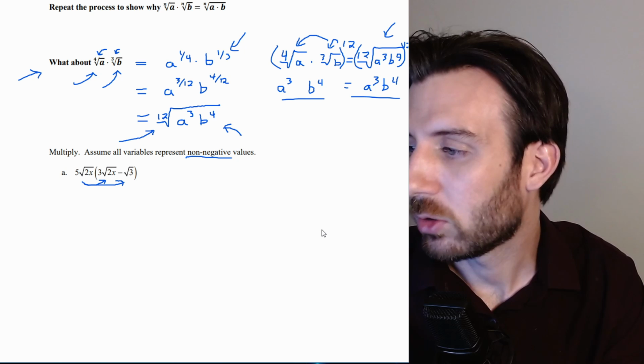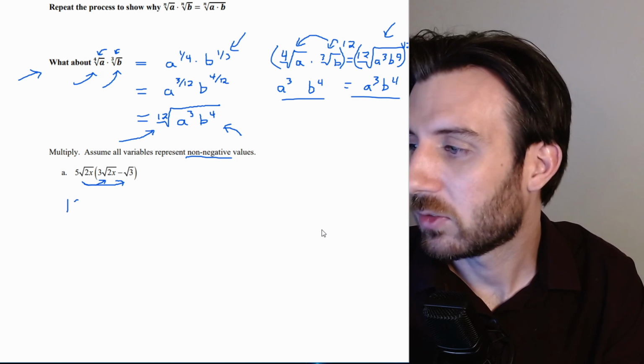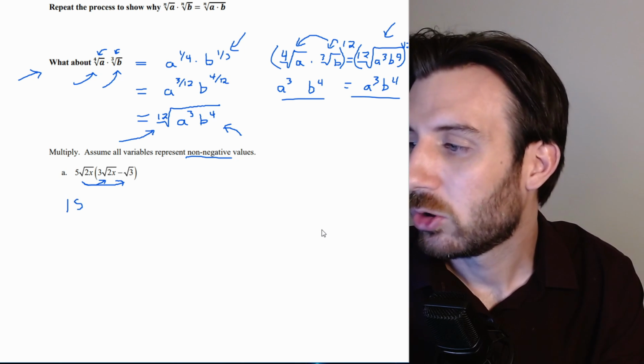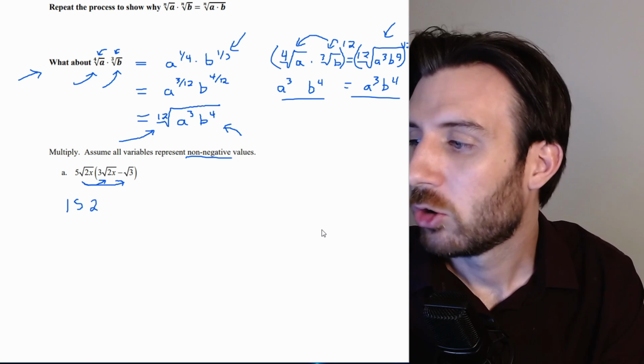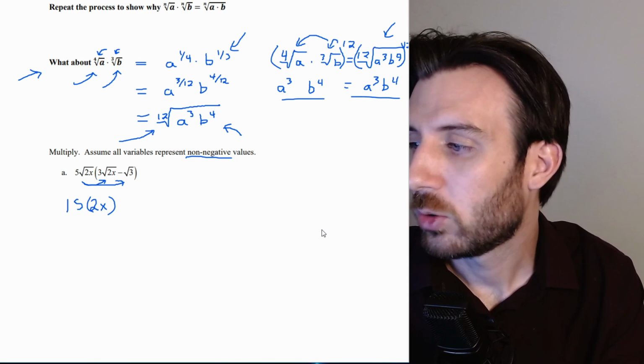So I'm going to do the first term. That's going to be 5 times 3 gets me 15. I've got the root 2x times root 2x gets me just 2x. So it's a square root of 2x and square root of 2x.